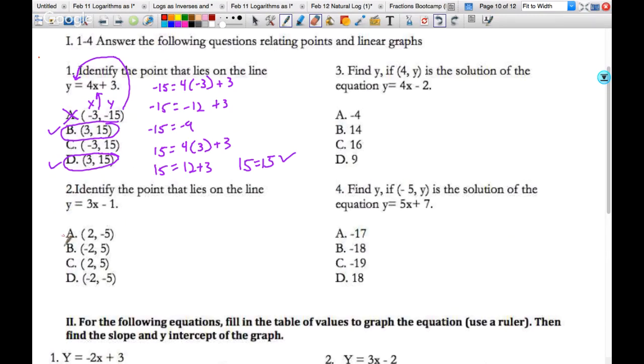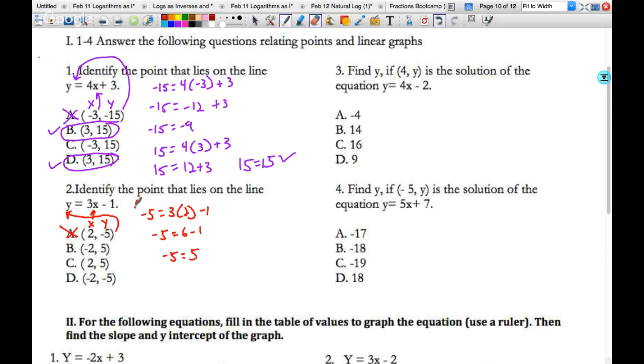If I ever did that on a test, I'd give you points for either of them. All right. Number 2, identify the point that lies on the line. Same thing, but different equation. I'm going to plug this value in for x, this value in for y. See if I can make it balance. So negative 5 equals 3 times 2 minus 1. Negative 5 equals 6 minus 1. Negative 5 equals positive 5.